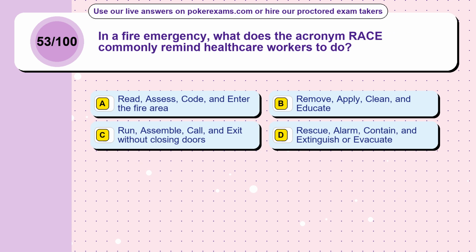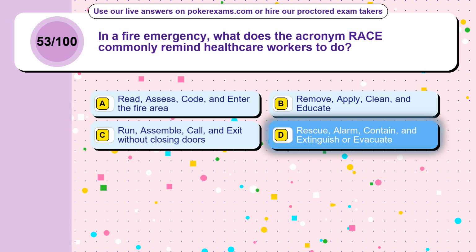Question 53. In a fire emergency, what does the acronym RACE commonly remind healthcare workers to do? Option A. Read, assess, code, and enter the fire area. Option B. Remove, apply, clean, and educate. Option C. Run, assemble, call, and exit without closing doors. Option D. Rescue, alarm, contain, and extinguish or evacuate. The correct answer is option D.